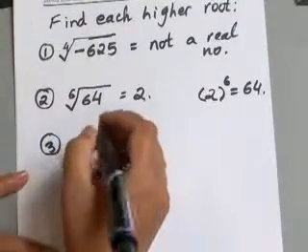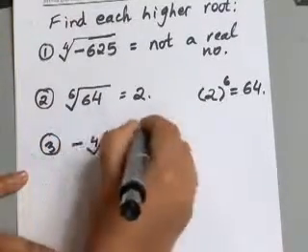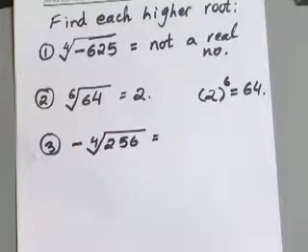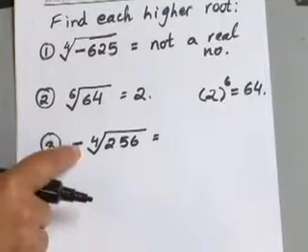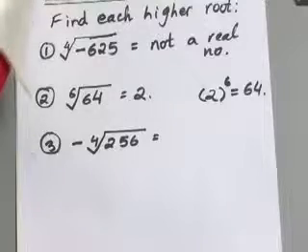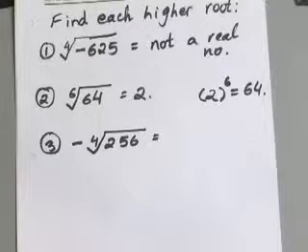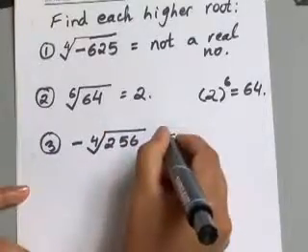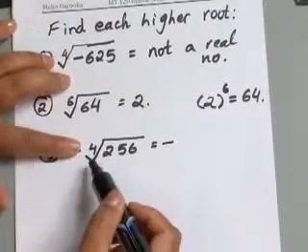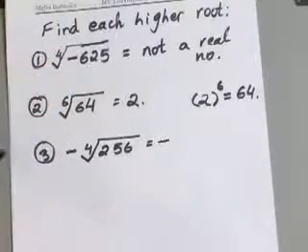How about this example? Negative fourth root of 256. Now in this case, notice that the negative sign is on the outside. It is not inside the radical sign. So in this case, you can actually find an answer. So since the negative is on the outside, you will carry the negative over in your solution, and then just go ahead and find the fourth root of 256.